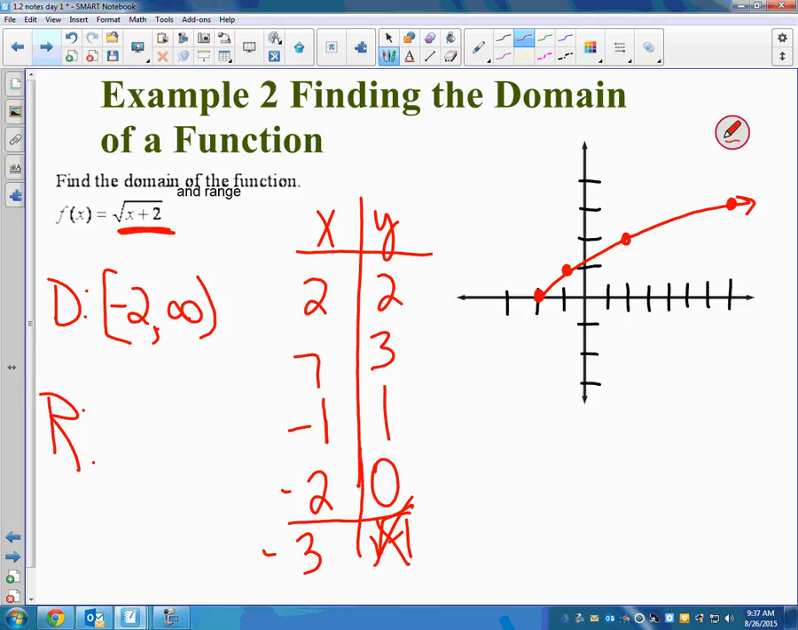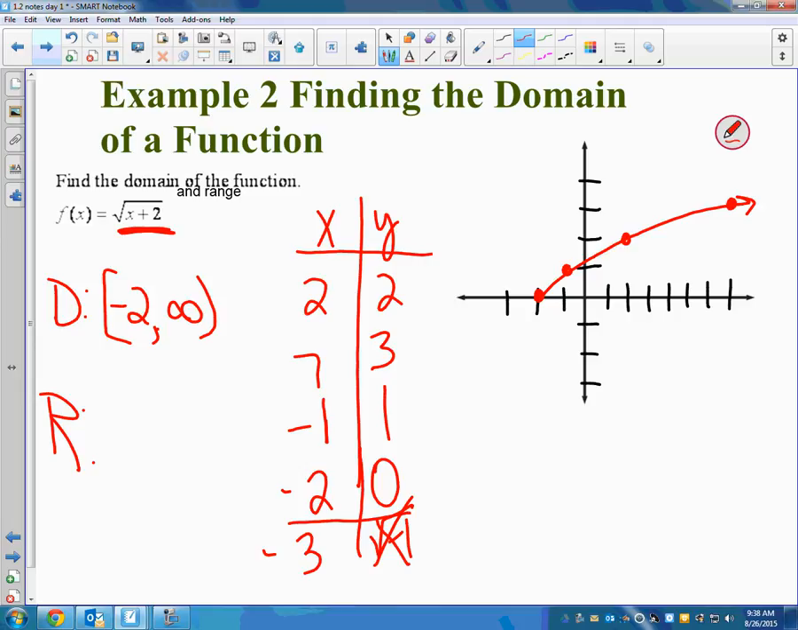The range is the y values. Again, a graph's really nice, because looking at that graph, what would my range be? Or what are the only y values I have on my graph here? Is the range all real numbers? Does the graph go up and down forever in both directions? No, it's not all real numbers. What's not included on here? What don't I ever get?